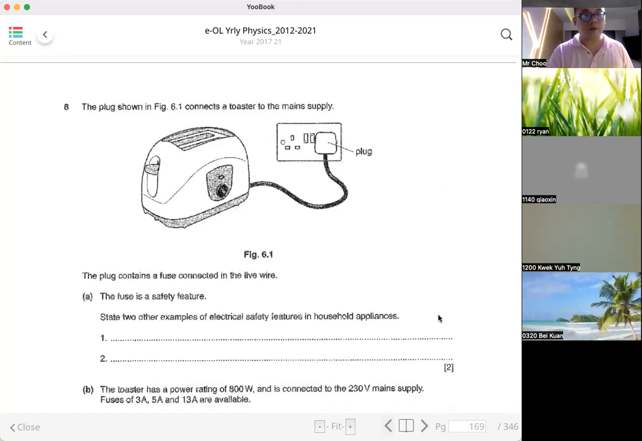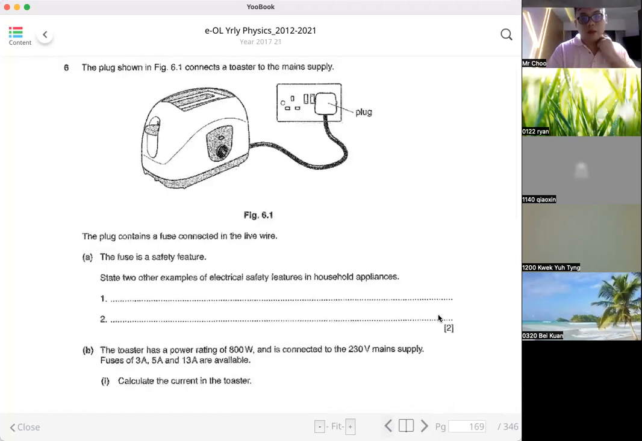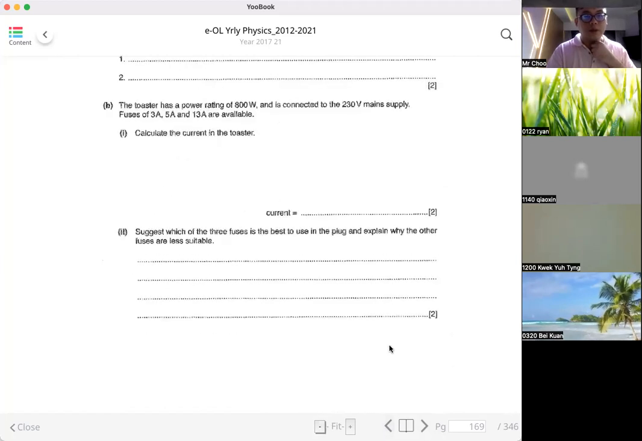All of you now do question A and B. Do A, B, and C. All of you do that now.